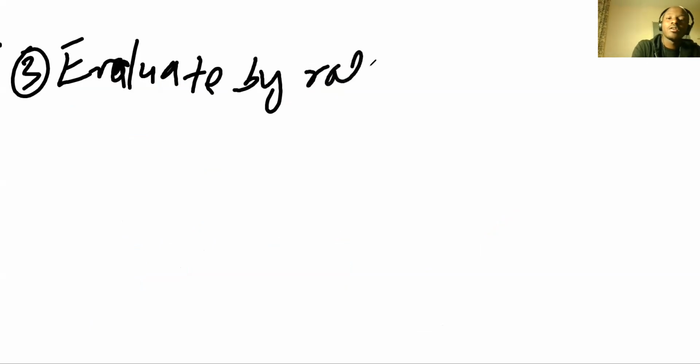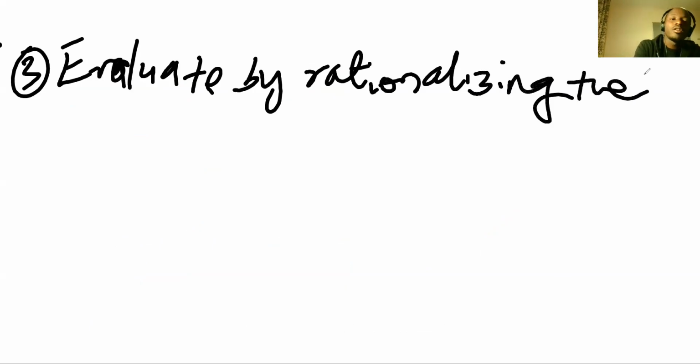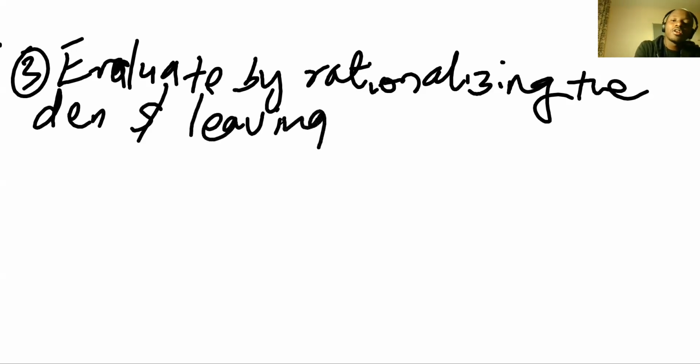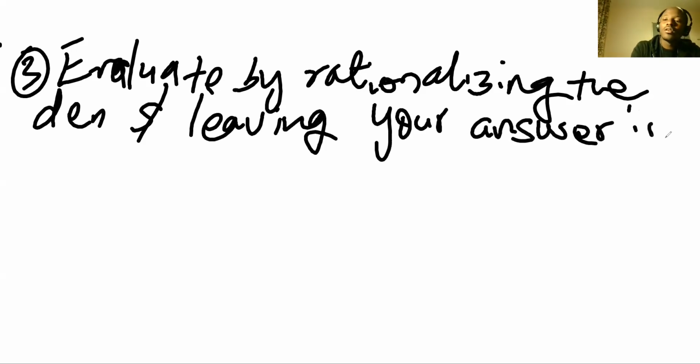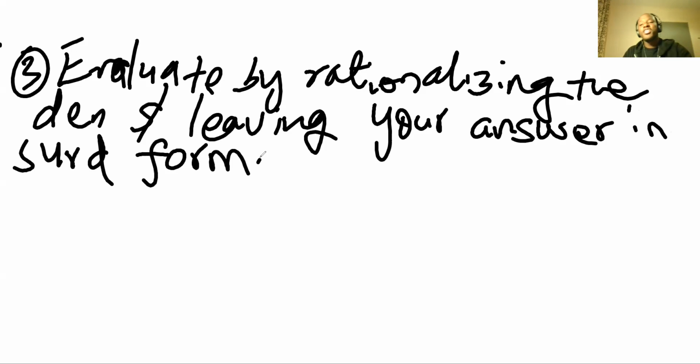So you evaluate by rationalizing the denominator and leaving your answer in surd form. Don't be tempted to use a calculator in these questions because, you know, candidates can become clever sometimes. Just do it by rationalizing the denominator. Sometimes you don't need your calculator, just solve this one.